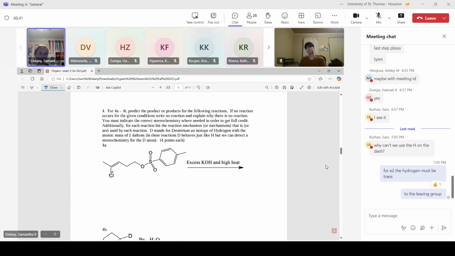Okay, well, let's look at what we have here. We have a chlorine on an alkene, a good leaving group, and this whole sucker right here can be abbreviated as OTos. It's an O-tosylate. If we remember, it's also a good leaving group. Now what reactants do we have? We have excess KOH and high heat. Now, if we remember, looking back at our reaction summary, these are the conditions that we would use to form an alkyne.